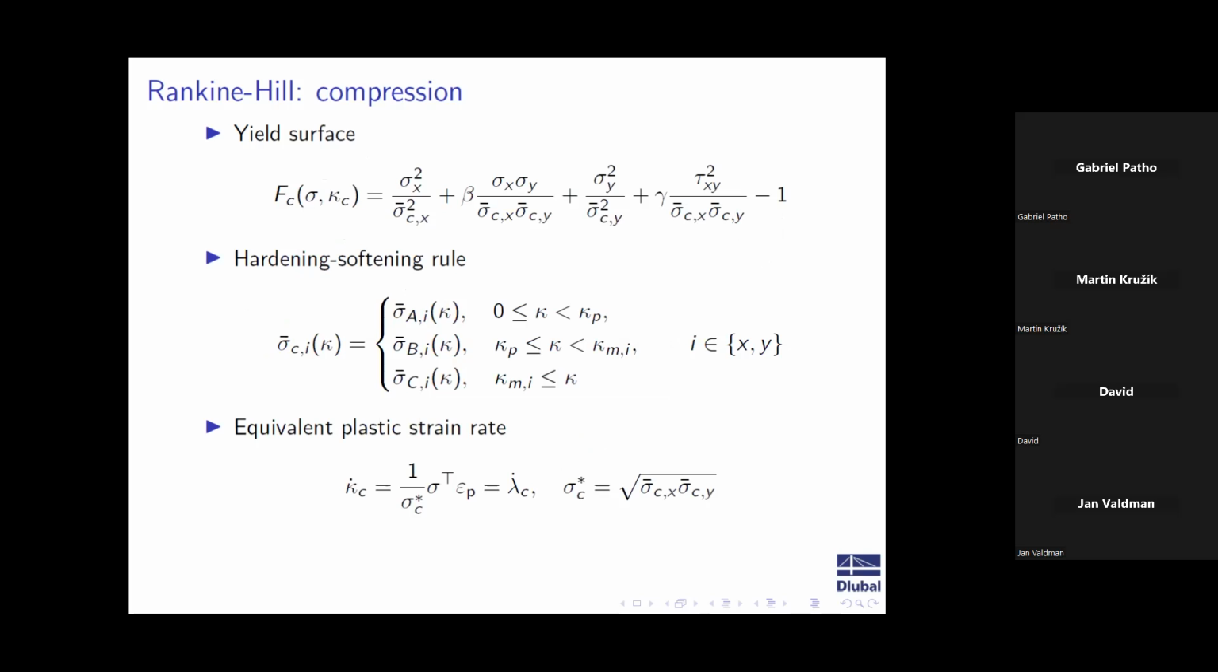This expression is what we call the inelastic work per unit volume. It is scaled by the mean value of my uniaxial strengths.